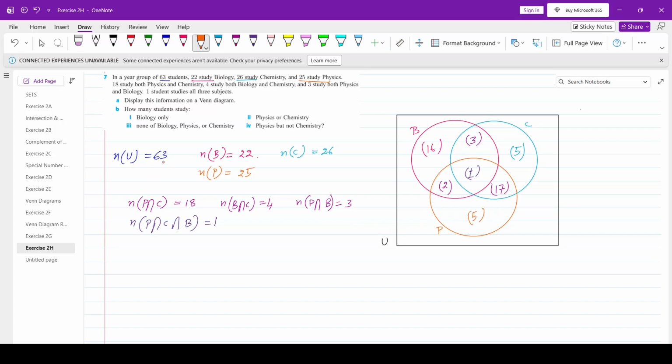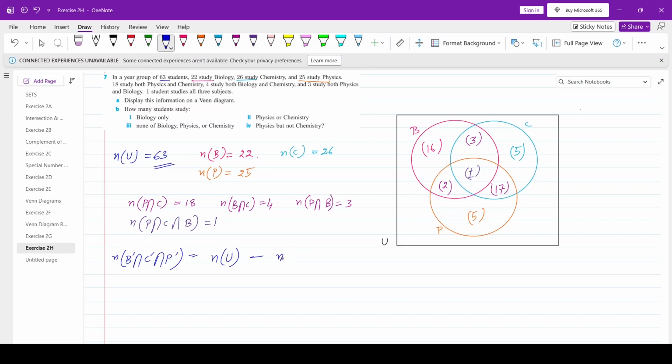Now we know there is a total of 63 students. So the number of students in this part, what will that be? So the number of students in neither B nor C nor P is going to be the number of students in the universal set minus this whole region.